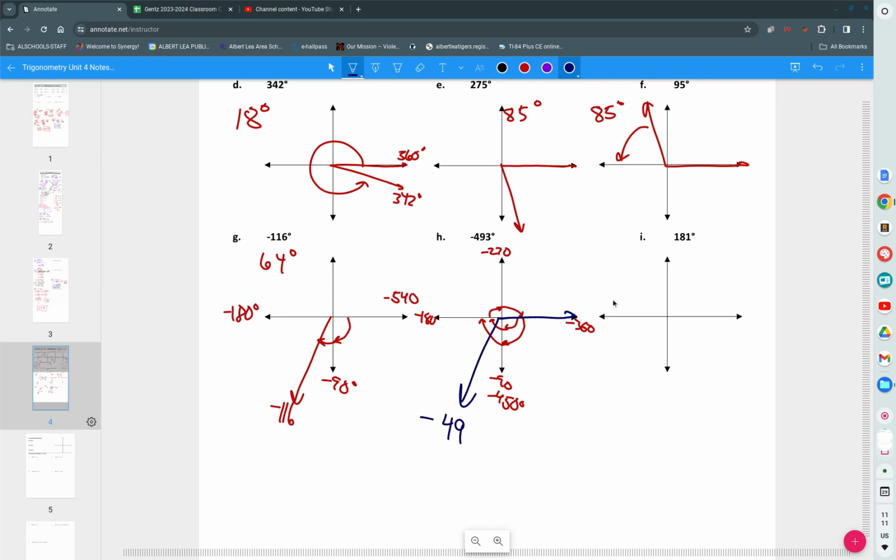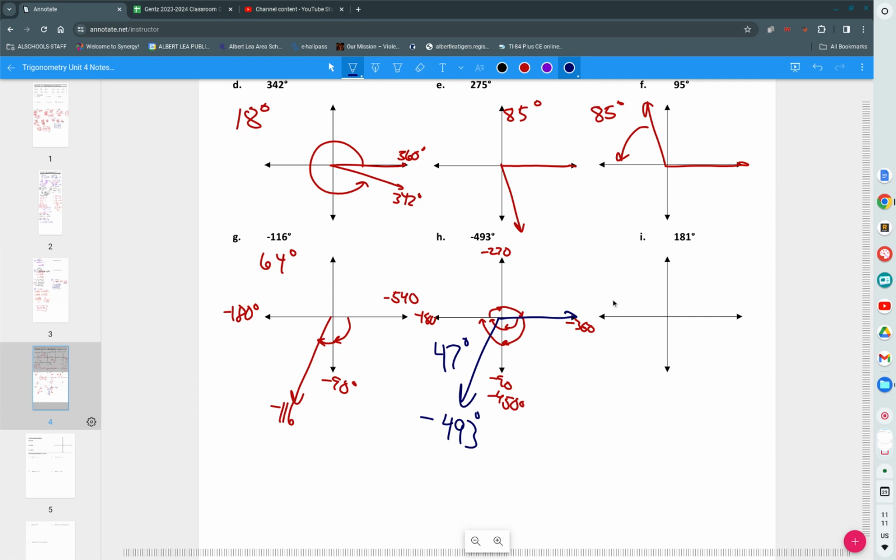Negative 493. So I need to compare negative 493 to negative 540. I'm looking for the angle that I would turn to get there. I'd have to turn 40 degrees to get from 500 to 540, and then an additional 7. So I'm going to count 47 degrees here. Are you gonna want like the arrows? No, I'm just trying to help you guys see how I got to where I am.